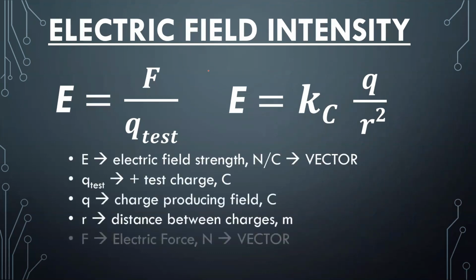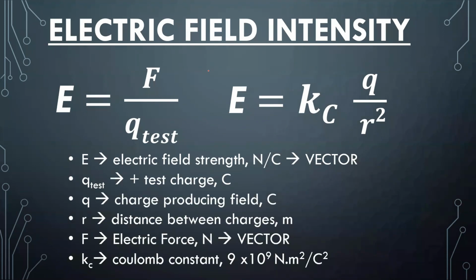E is the electric field strength, which has a unit of N over C. Q test is the positive test charge, which is in coulomb. Q is the charge producing the field, which is in coulomb. R is the distance. F is the electric force, which is in Newton. And k sub C is the Coulomb constant. So using these equations, we can identify the force or the strength of the electric field.